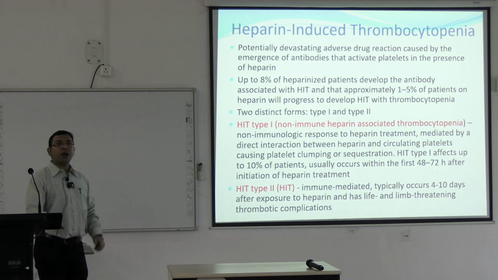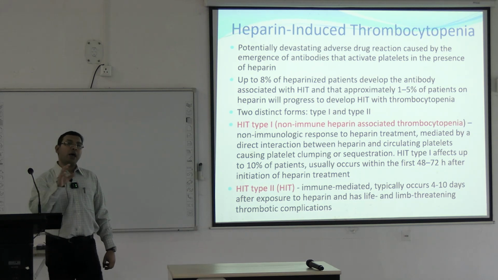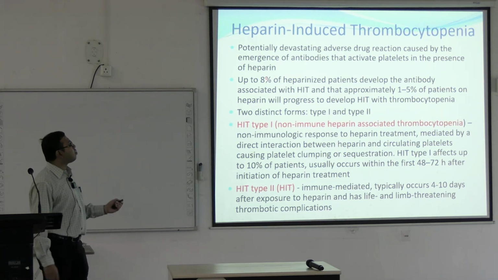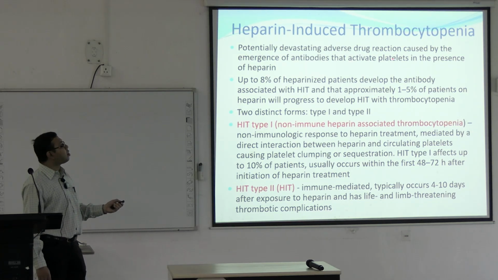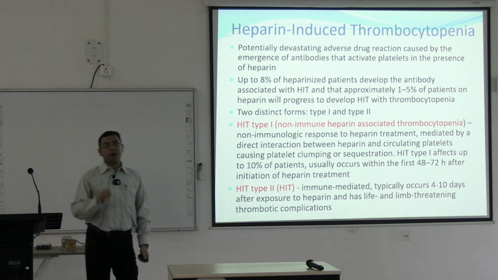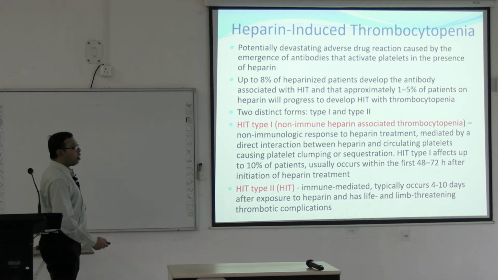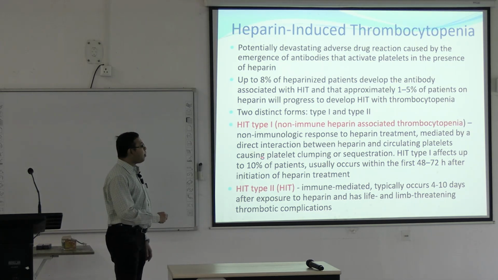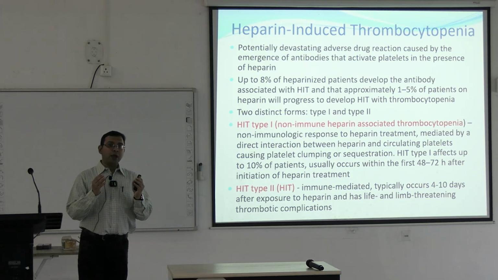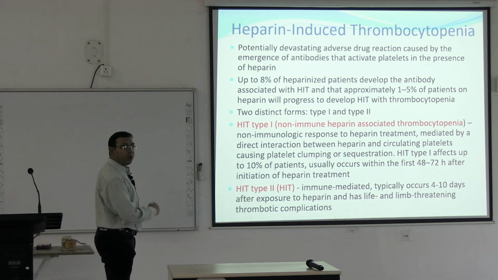Heparin-induced thrombocytopenia is a separate entity, and it can happen in some patients where heparin is transfused. Basically it is a potentially devastating adverse drug reaction caused by the emergence of antibodies that activate the platelets in the presence of heparin. There are two types of heparin-induced thrombocytopenia, type 1 and type 2. Type 1 is non-immune, a non-immunologic response mediated by a direct interaction between heparin and circulating platelets. So there will be platelet clumping, and they are sequestrated.